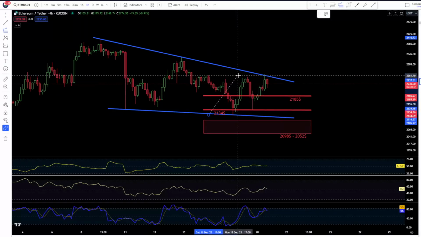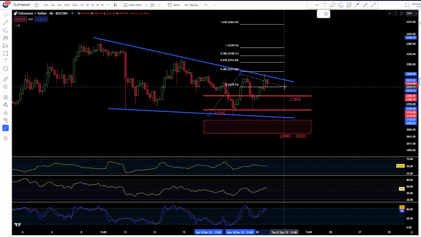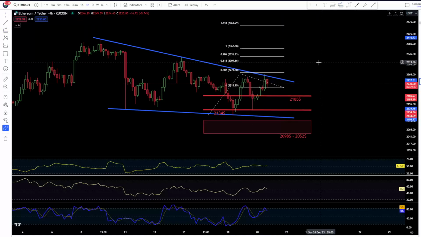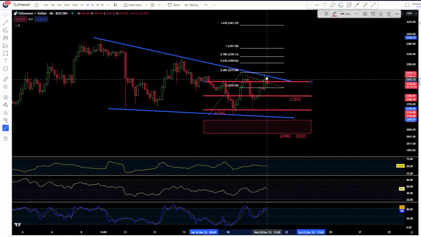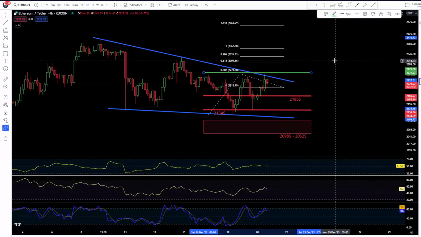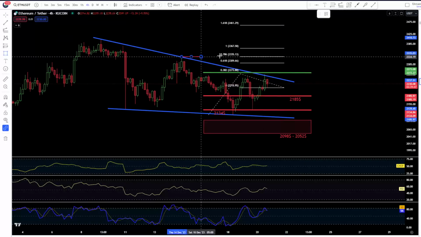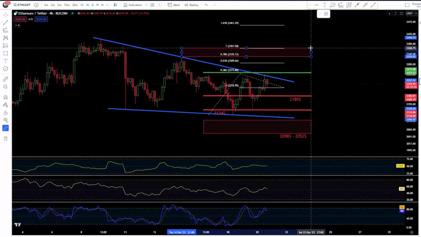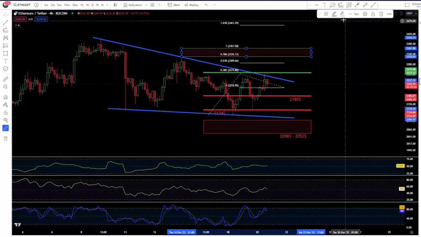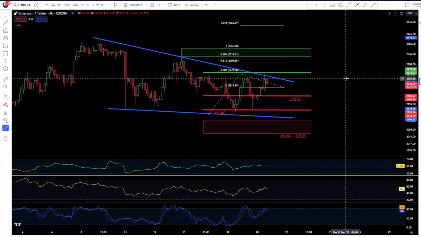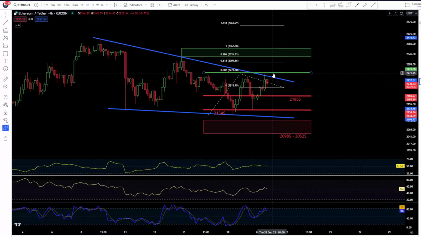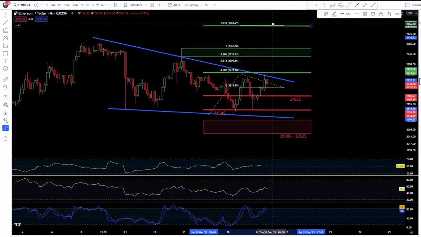Looking the other way, we can similarly mark places where the price should encounter resistance on the way up. And here we have visible resistance at the level of $2,272 at the upper border of the channel. Then we can mark the zone from $2,335 to $2,367. And then resistance at the level of $2,460.